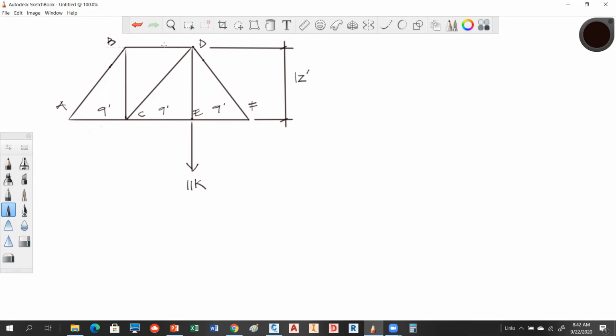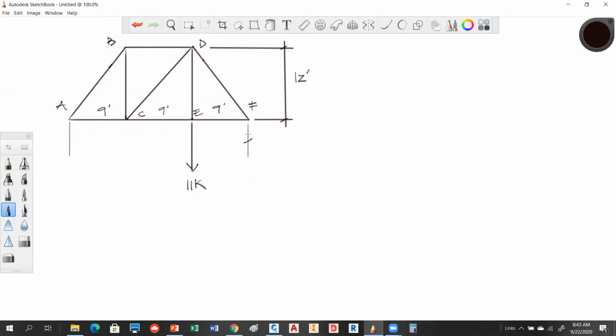This is my upper chord. This is my lower chord. My lower chord is made up of members AC, CE, and EF. So we have an 11 kip load coming down at joint E. And over on A, we have a pin. So I'm just going to go ahead and model that as up. Now again, we're just doing reactions. We haven't even gotten into the truss. This is just chapter 3 stuff. And we have a roller over here.